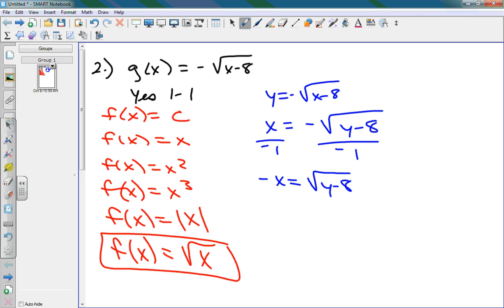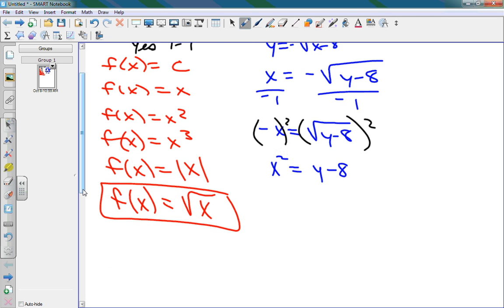Now what? The opposite of the square root is a square, so I'm going to square both sides. Negative x times negative x is x squared, which is equal to y minus 8. The reason why it's y minus 8 is because I took the square root off. Very good. Now, keep going. So now g inverse of x is equal to x squared plus 8.